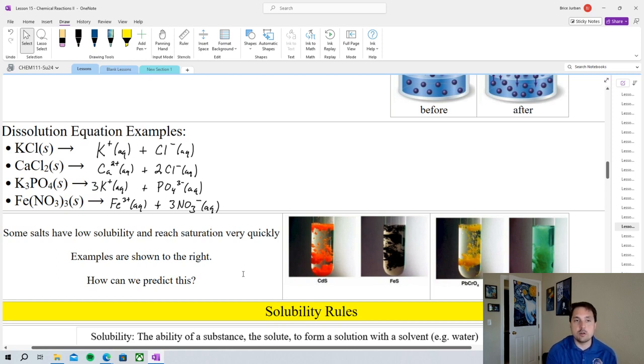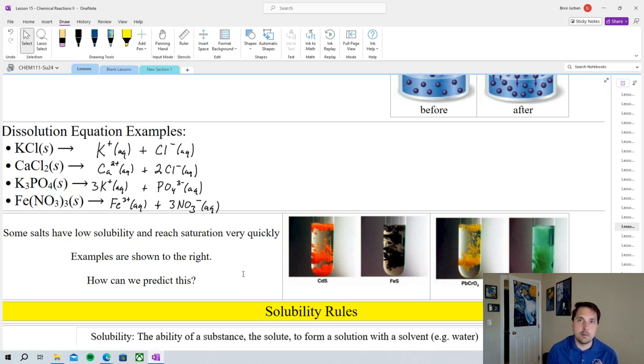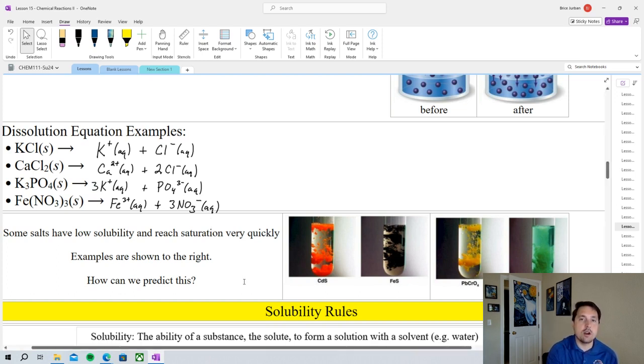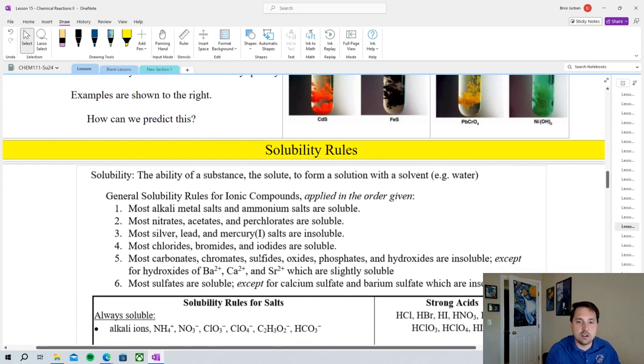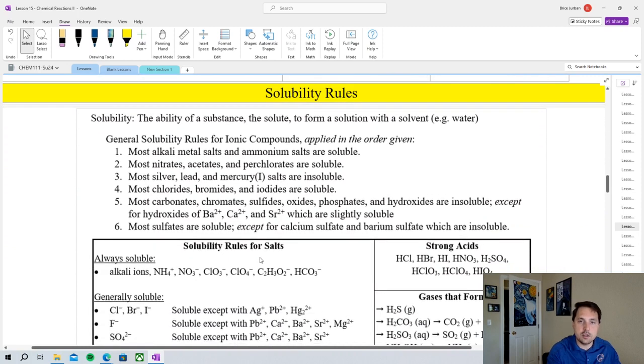And when you go on to take Chem 112, we'll talk about the quantitative amounts of the solubility. But for this class, we'll talk about the relative effects of solubility. And we can predict this using a set of solubility rules. The solubility rules come about from a study of the actual quantitative solubilities, but they're summarized here in a set of 6 rules that are applied in order. Here's our definition of solubility. It's the ability of a substance, the solute, to form a solution with a solvent. And that's going to be water in this case.